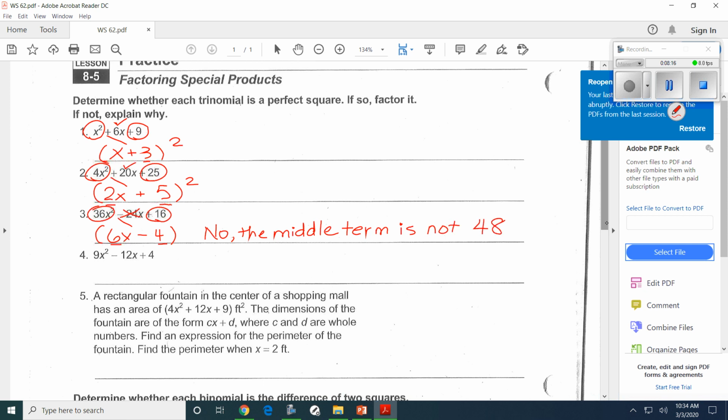On number 4, take the square root of 9x squared, which would be 3x. Bring the sign down. Take the square root of 4. Check it. 3 times 4 is 12. Oh, I didn't take the square root of 4. Messed up there. Went too fast. Let's say that doesn't seem right.